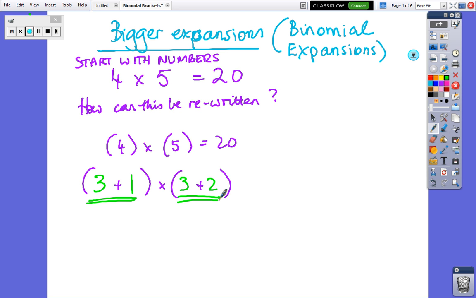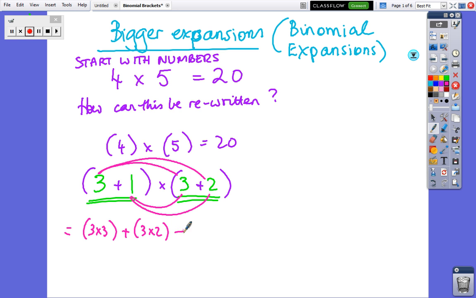So in this first method, I'm just going to show you how they expand out. So this 3 is going to be multiplied by that 3, and then that 3 will be multiplied by that 2, and then this 1 gets multiplied by the 3, and then that 1 gets multiplied by the 2. So the first one is just 3 times 3 plus 3 times 2 plus 1 times 3 plus 1 times 2. So work out those 4 brackets and then add them up, and hopefully we'll get 20.